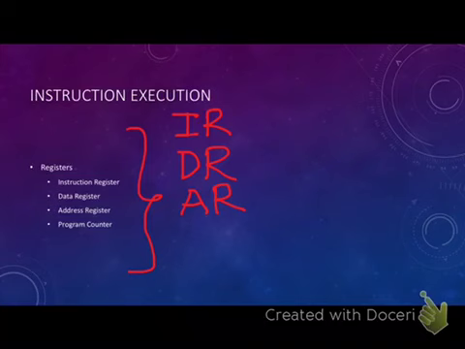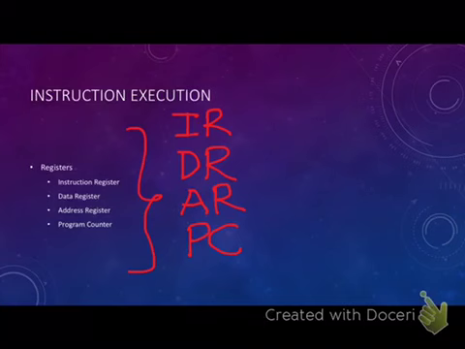Finally, the most important one in this set of registers is the program counter, or PC. The program counter, as I already mentioned in our previous video, is the register which holds the address of the next instruction to be executed. So the program counter will always tell me which is the next instruction to be executed. Let us look into the process of how instruction execution takes place, and how these 4 registers are used.